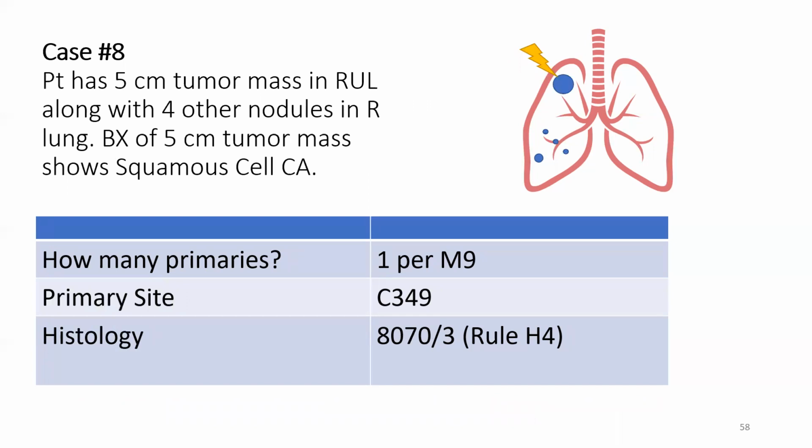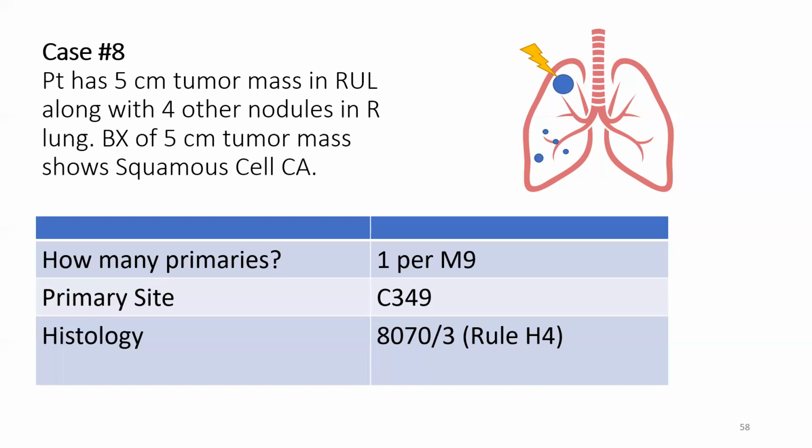Okay, we're almost to the end of these. Case 8, again, we have one larger 5-centimeter tumor that they biopsied in the right upper lobe. We have other nodules in the right lung, but they only biopsied one. It's squamous cell carcinoma. So hopefully you're starting to understand now, going to the multiple tumor header again.